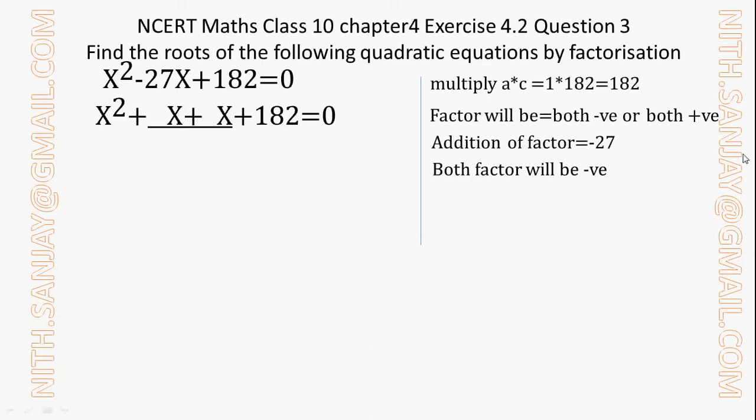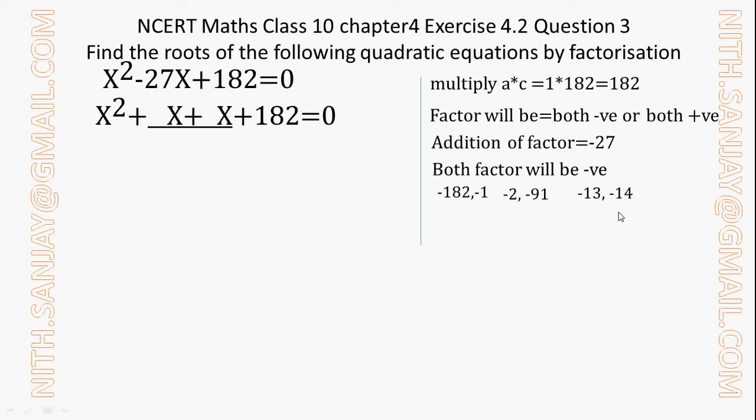Now I will start taking factors of this 182 one by one. The first factor pair is minus 182 and minus 1. Why minus? Because both have to be negative. I have to reject these because they will not add up to minus 27. Then I will take the next negative factors of 182. Minus 2 and minus 91 are the next factors. Again I have to reject them because they will not add up to minus 27. They will add up to minus 93. So again, to be rejected.